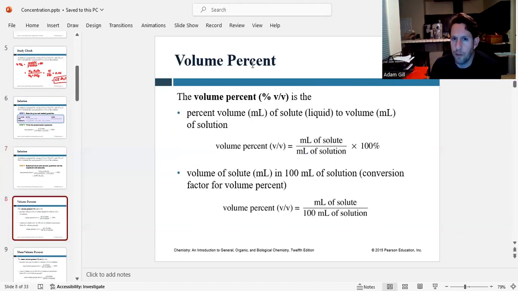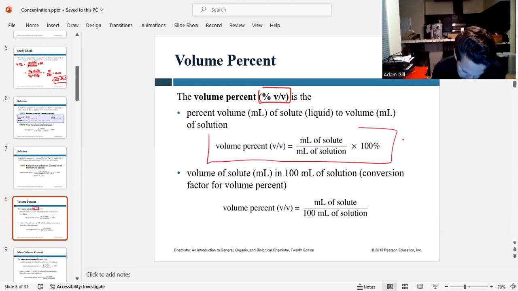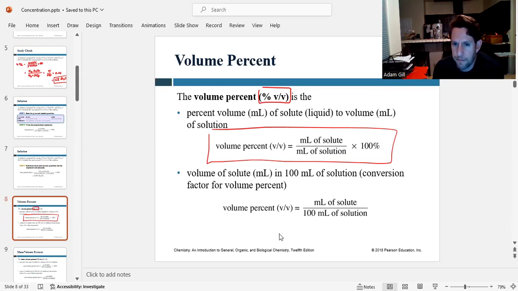So let's talk about volume percentage. So volume percent is abbreviated percent V over V. And we typically use this when our solute and our solvent are both liquids. So like if you're dissolving alcohol in water, it would be a volume to volume percentage because they're both liquid. And so volume percentage is defined as milliliters of solute per milliliter of solution times 100.